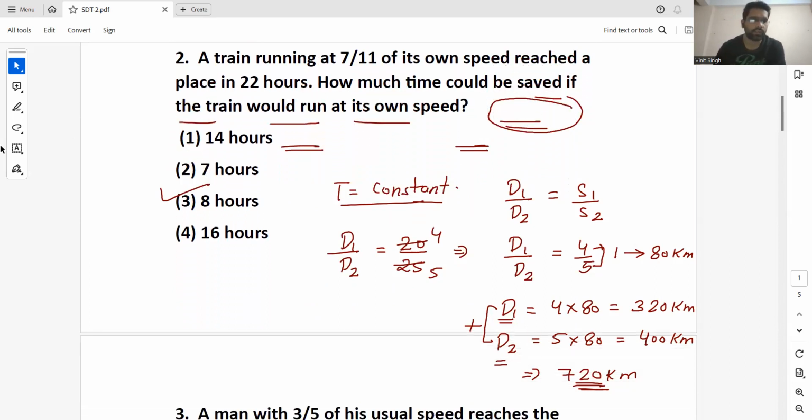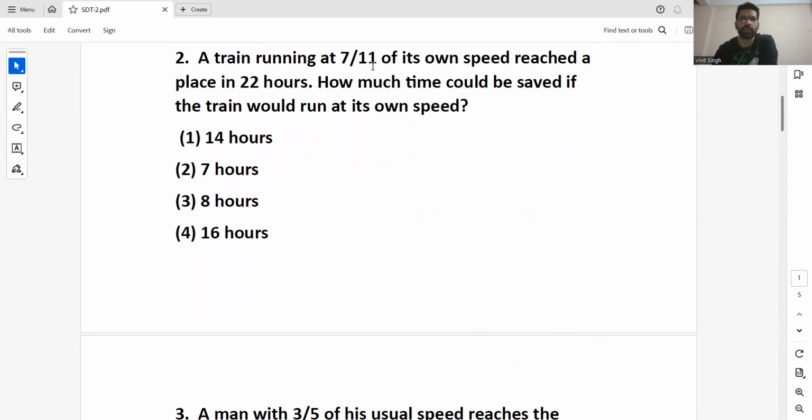Now, the second question is that a train running at 7 by 11 of its own speed reached a place in 22 hours. How much time would be saved if the train would run at its own speed? Now, in this question, distance is constant. So, S1 into T1 is equal to S2 into T2.